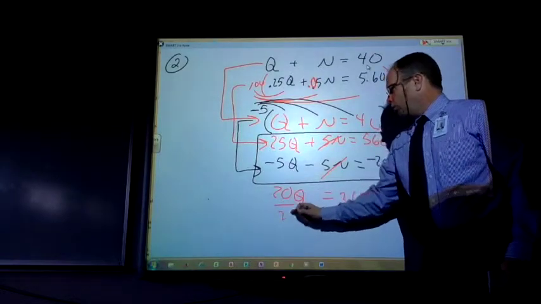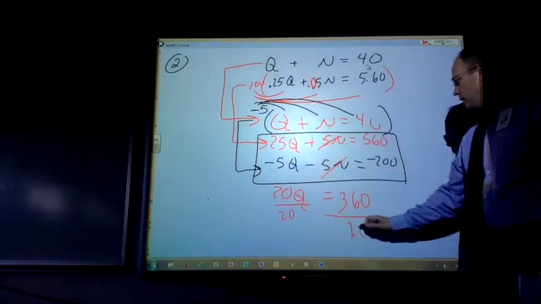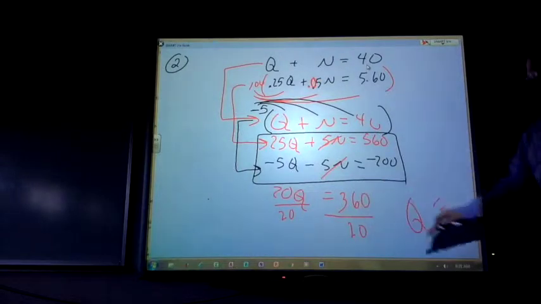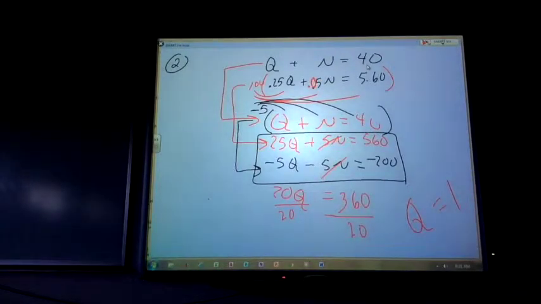Divide by 20, right? So Q is equal to, let's see, 20 goes into 36 once, leaving you 16. Add the 0. 20 goes into 160 8 times. So I have 18 quarters.